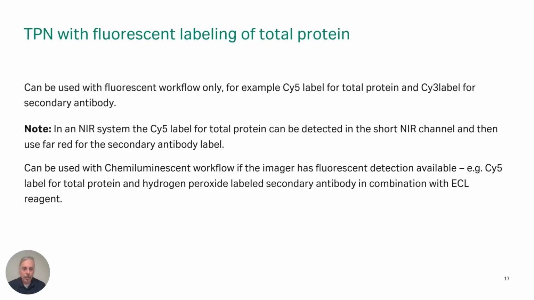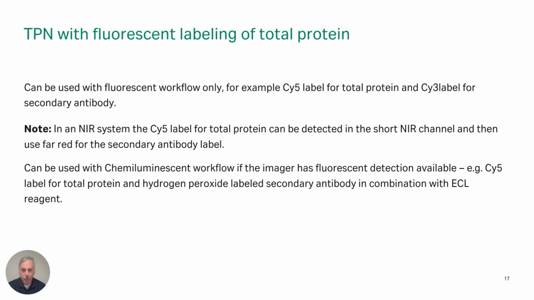And then you can use this approach, total protein normalization, just using the fluorescent workflow. So you'd have Cy5 maybe for the total protein, and then you could have a Cy3 labeled secondary antibody. If you had a near-infrared system where you only had like the 2 near-infrared channels, that Cy5 label will actually crosstalk into that short infrared. So then you could still use that same protocol with that same reagent.